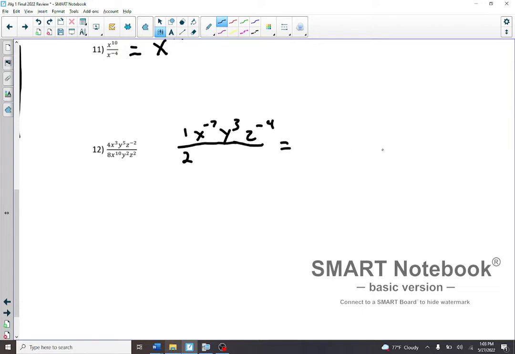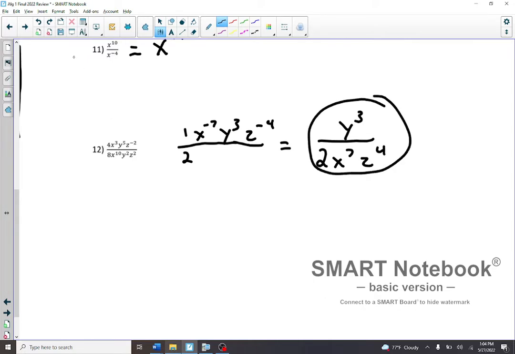Any negative exponents are going to move to the bottom. So y to the third will be the only thing on top. I don't have to rewrite the 1. 2, x to the 7, z to the 4th. That'll be your final answer.